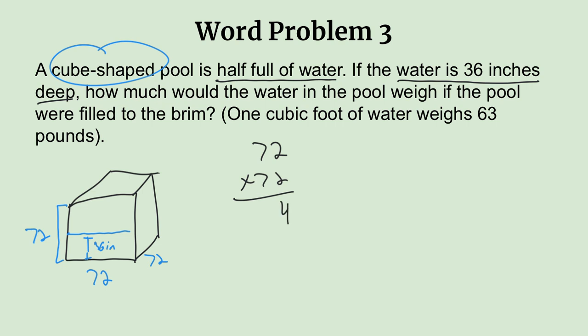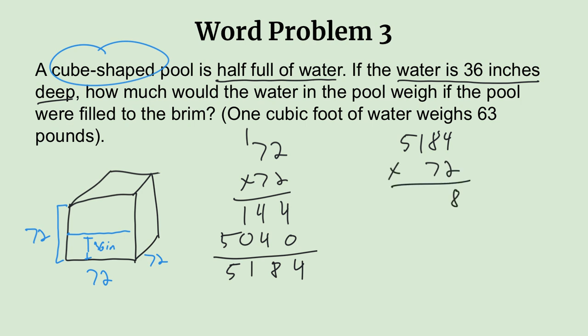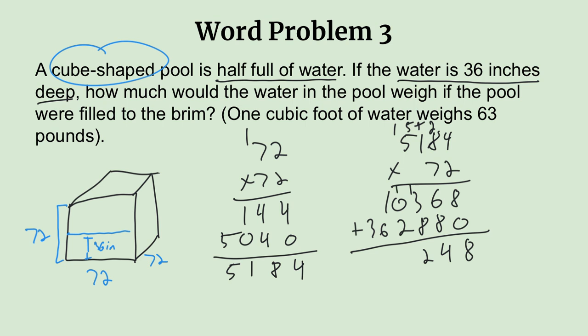72 times 72, 4, 14, 0, 14, 49, 50, 4, 8, 1, 5. Then we take 5,184 and multiply that by 72. 7 times 4 is 28, 56, 58. 7 times 1 is 7, plus 5 is 12, 35, 36. Add those together. So it'd be 373,248 cubic inches.